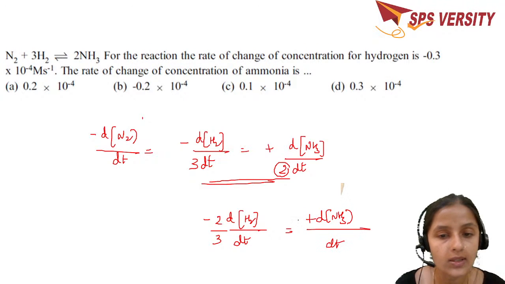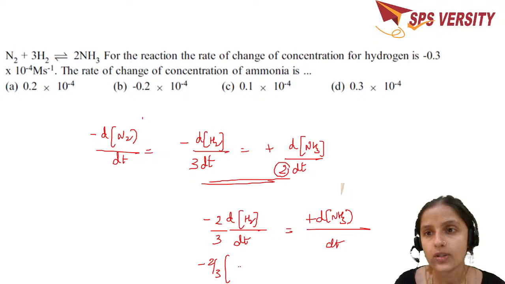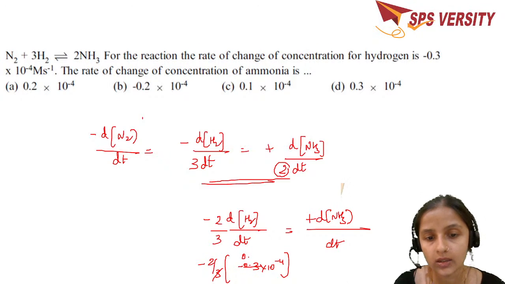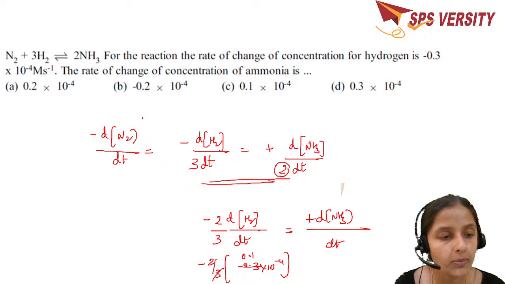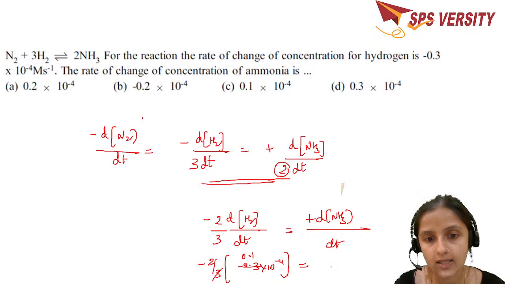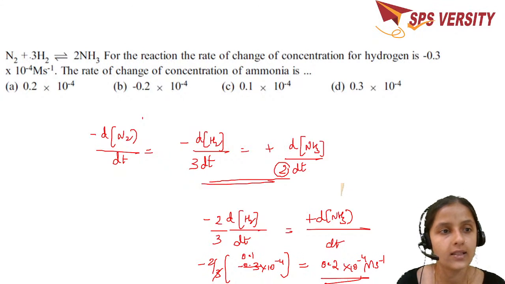So when you apply the terms, they have given you minus 2 by 3 times the rate of change of concentration of hydrogen. So 3 and 3, it's 0.1 now. So this is going to give you, the minus and the minus get cancelled, 0.1 times 2 is 0.2 into 10 to the power minus 4 molar per second. So the correct answer would be plus, option A would be the right answer. Hope you get the answer.